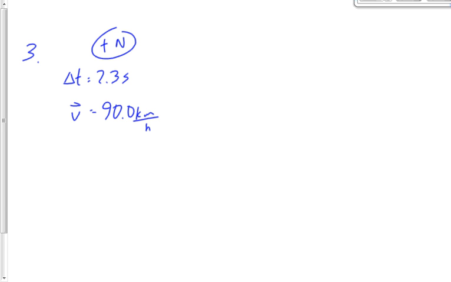All right, we've got a couple givens here. We've got a time of 2.3 seconds. And we've got a velocity here. We'll define north as positive. We've got a velocity here of 90.0 kilometers per hour. We want to find the displacement.